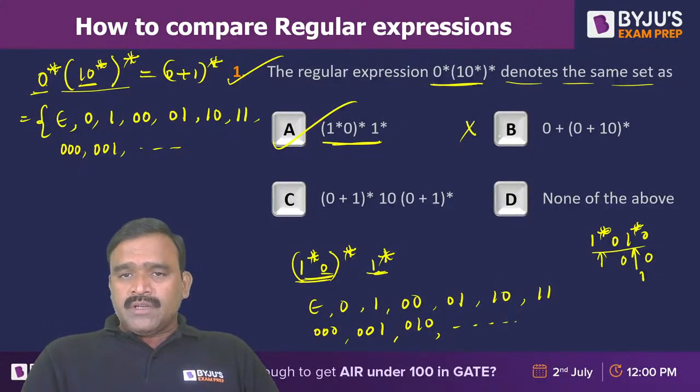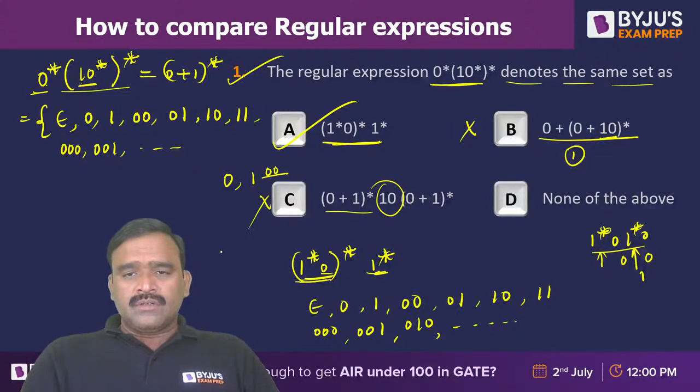And why is option B wrong? Because there is no single 1 here. 10 is possible, but a single 1 is not possible. Here the minimum string is 10, so 0 is missing, 1 is missing, 00 is missing, so it is also not correct. So option A is the right option. All combinations of zeros and ones, and we can get it like (0+1)*. This can also be written as (0+1)*.